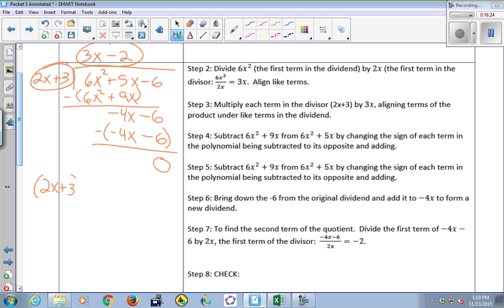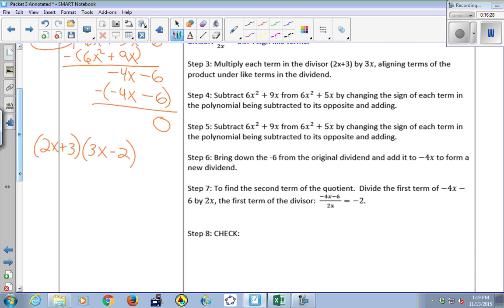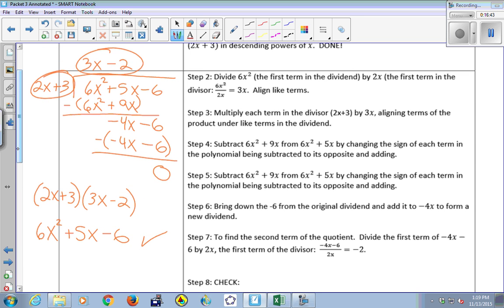2x plus 3 times 3x minus 2. So a FOIL or lobster claw, or however you learned how to do this. 2x times 3x is 6x squared. Minus 4x plus 9x is plus 5x, minus 6. That was my original dividend. So the handy thing about division is you can always check by reversing and doing multiplication.